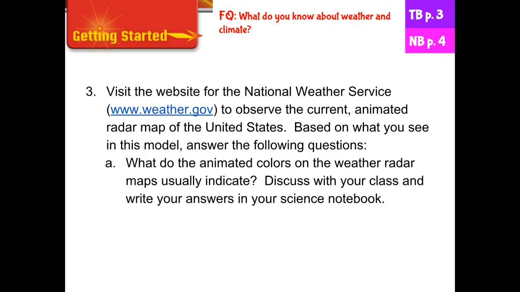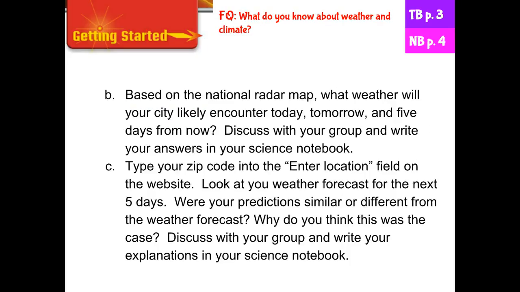And for the last part of getting started, we'll be visiting the National Weather Service, www.weather.gov, to look at the radar maps of the United States. And you have 3 questions to answer. Question A is, what do the animated colors on the radar map usually indicate? We're going to be discussing that as a class. And then looking at the national radar map, what weather will your city likely encounter today, tomorrow, 5 days from now? So kind of looking at the weather forecasts on the website.